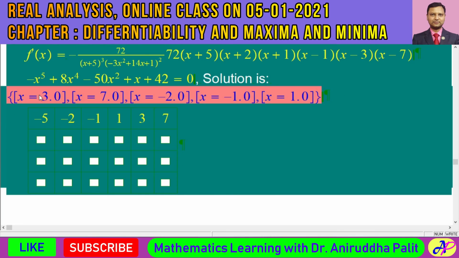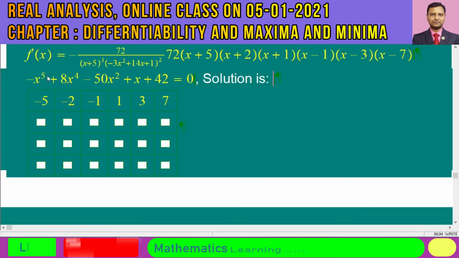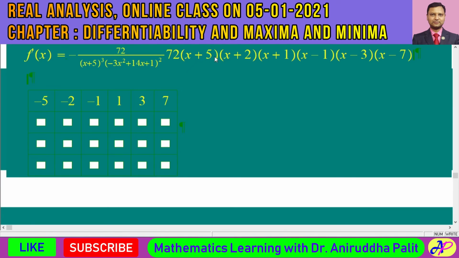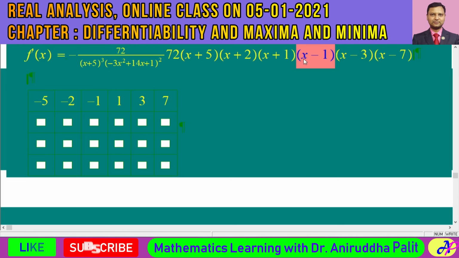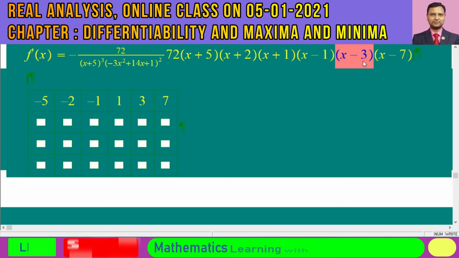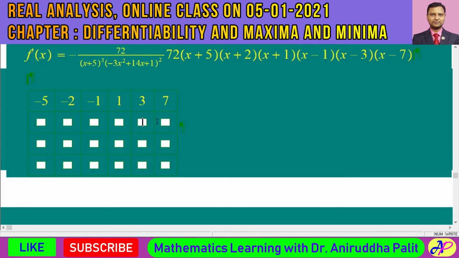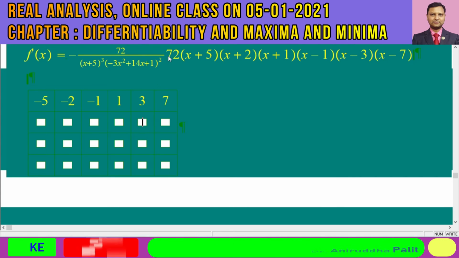Forget about it. From this factorization it is clear that the solutions are x is equal to minus 5, x is equal to minus 2, x is equal to minus 1, then x is equal to plus 1, x is equal to minus 3, x is equal to plus 3, and x is equal to plus 7. We have the solutions.